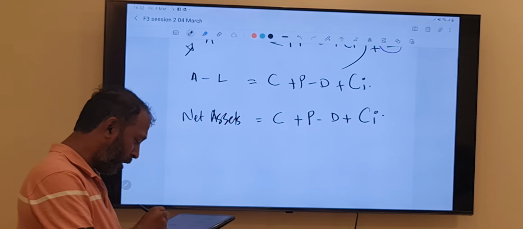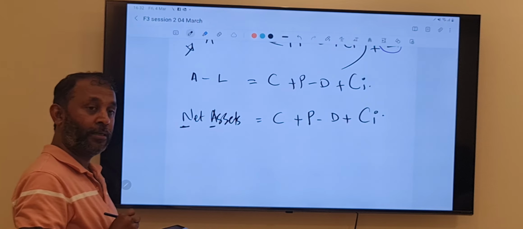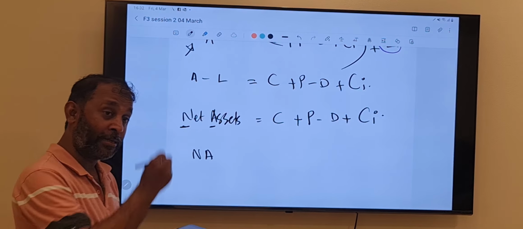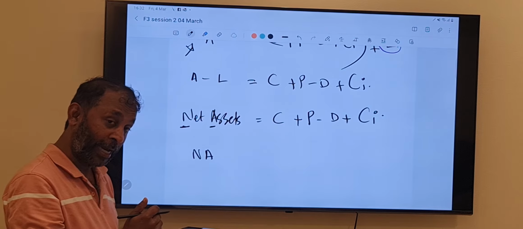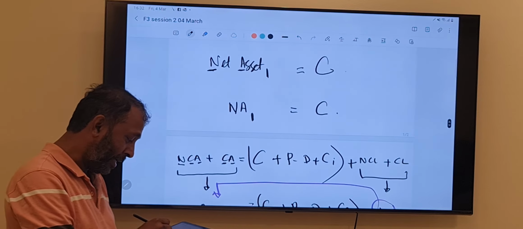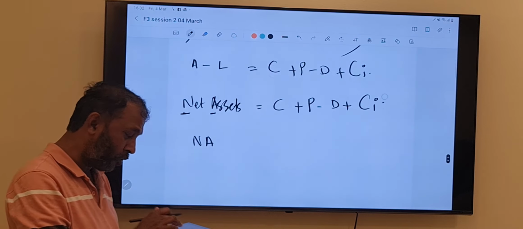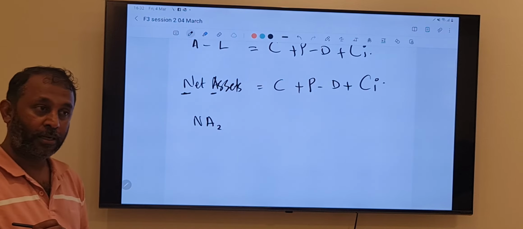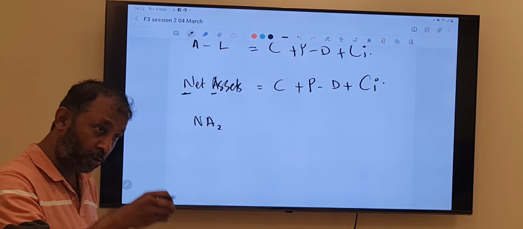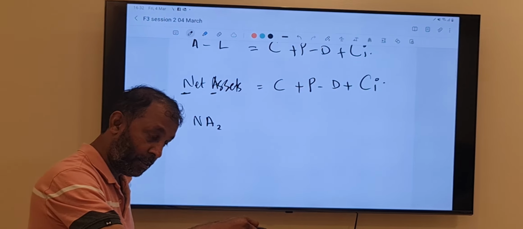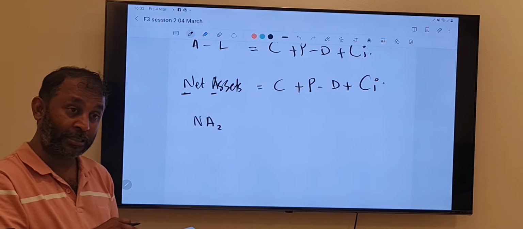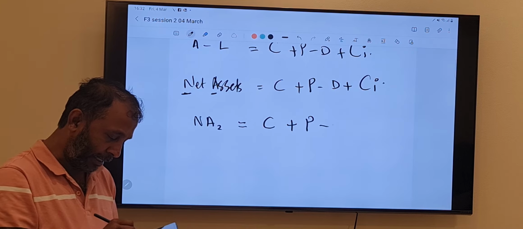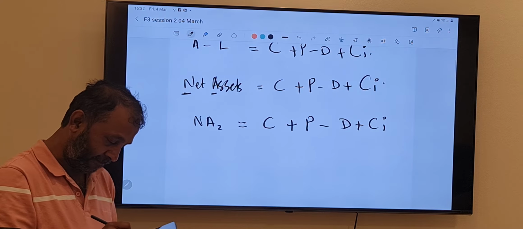Now, net asset in short, how do we say? NA. And is this NA at the beginning or at the end? At the beginning we denote it as NA1, so at the end we should denote it as NA2. Exactly. At the beginning we denote the net asset as NA1, and at the end we denote the net asset as NA2, which is equal to C plus P minus D plus CI. Is that clear?